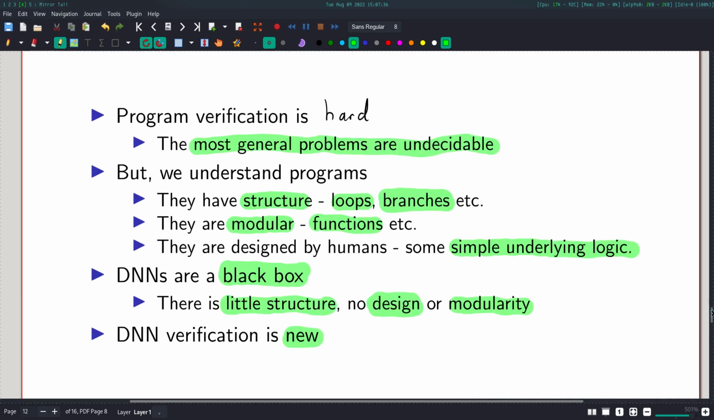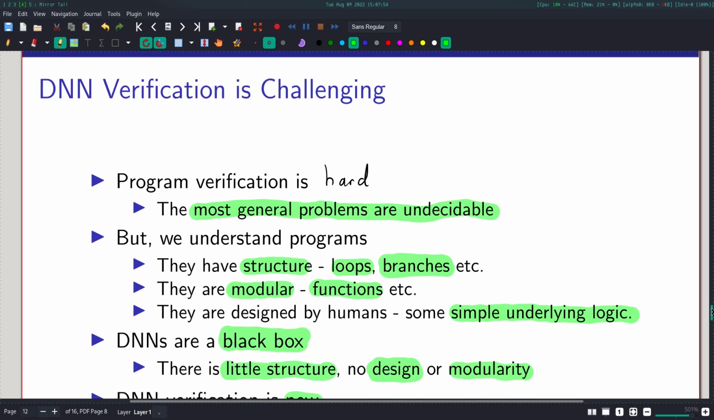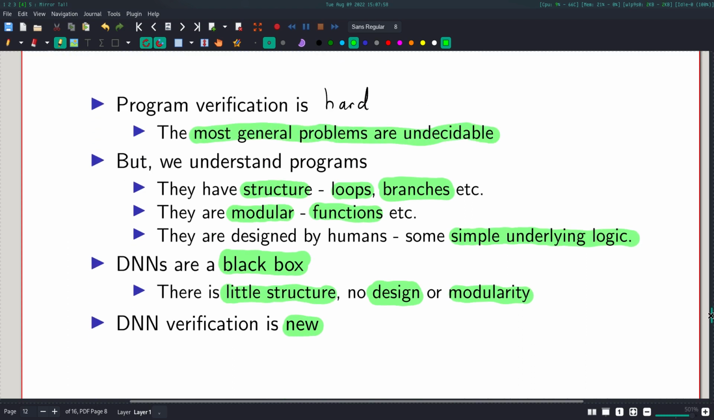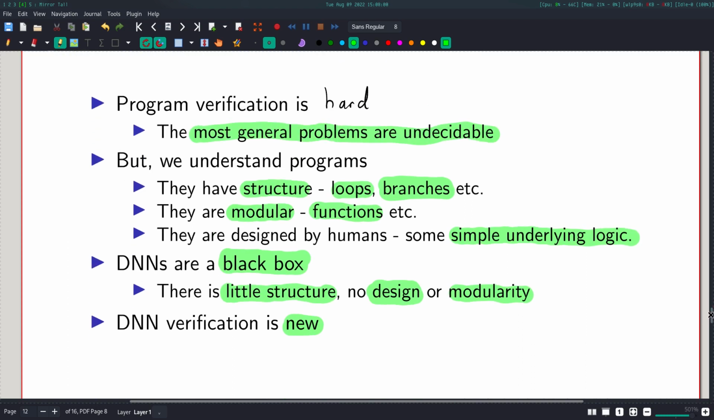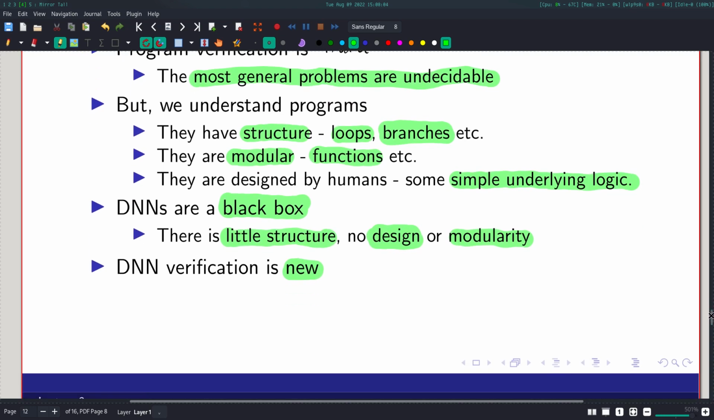So there's still not really a very rich set of tools that we can use for DNN verification. And the tools that we have for program verification don't really translate at all, right? So this is one of the ways in which it's challenging. But you can say that the situation was sort of similar for program verification as well when it started out. So why is this disheartening in any sense?